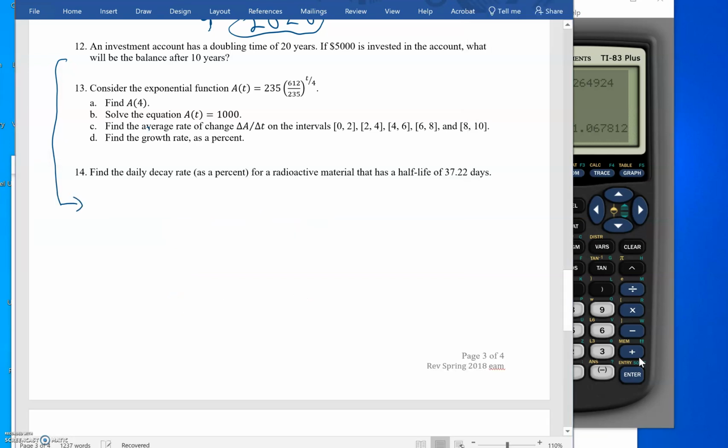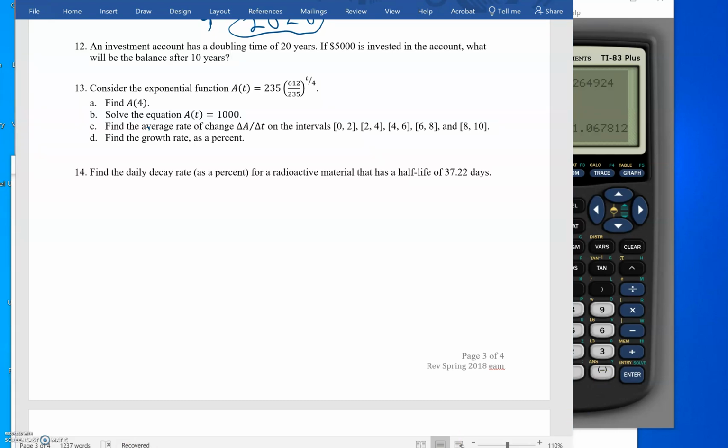All right, let's move on to 13. Consider the exponential function A of t equals 235 times (612 divided by 235) raised to the t over 4. And we have a bunch of questions about this. Now, I hope you recognize that what you're looking at here is an exponential function passing through 2 points, and the 2 points that we are passing through are given.